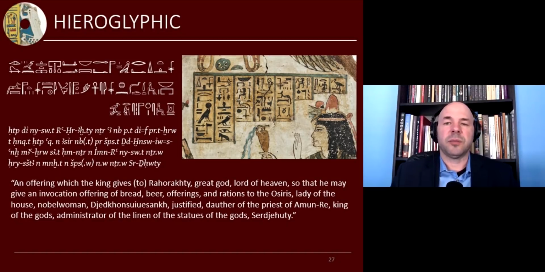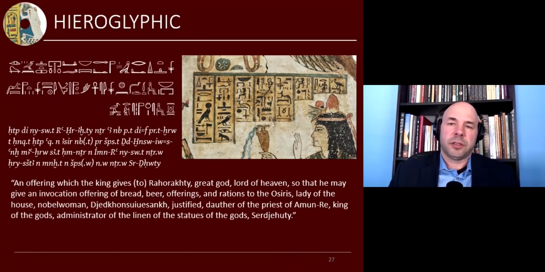The reason you know that we need to read this way is at the bottom of the second column, we see the start of the reference to the woman here on the stela, where it says in Osiris. You see the I hieroglyph at the bottom of the second column. That's the part of the writing of the name Osiris. And then it continues with her epithets, lady of the house, the noble woman, Jed Kansu EUS Ankh, etc., and then titles of her father.